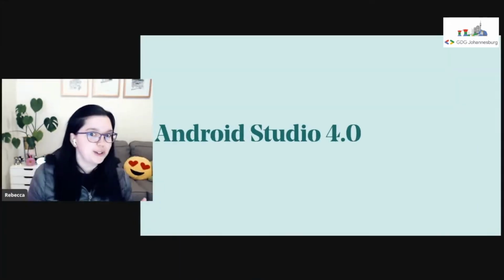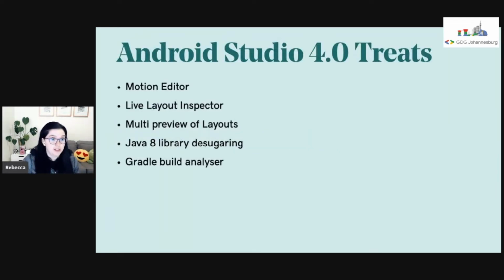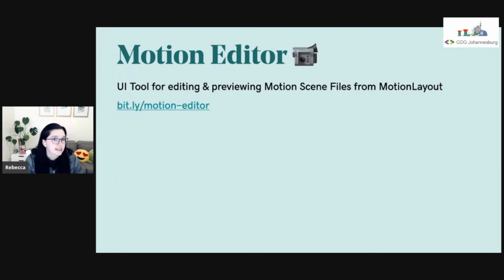So Android Studio 4.0, hopefully you're all on this one already. This is already in the stable channel, and there is a bunch of cool new treats in Android Studio 4.0 that you can start using today. So the first one is the motion editor. We're also going to look at the live layout inspector, multi-preview of layouts, as well as the Java 8 library desugaring and the Gradle build analyzer. So the first one is the motion editor.